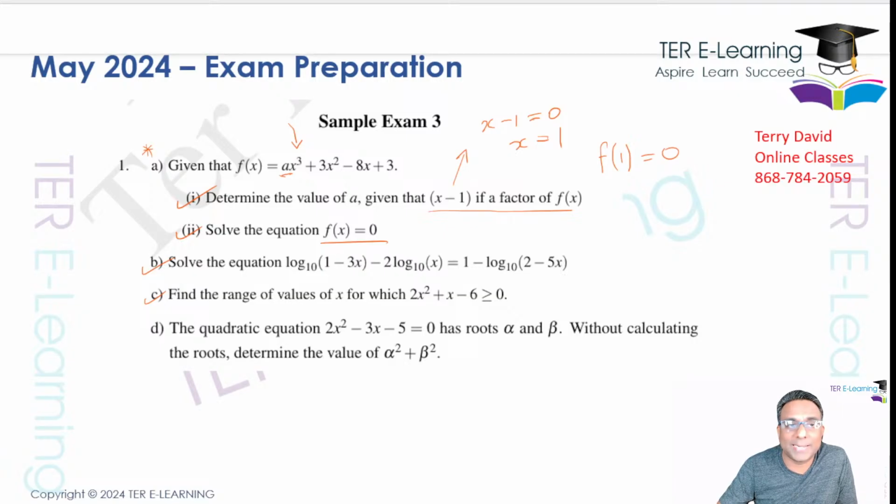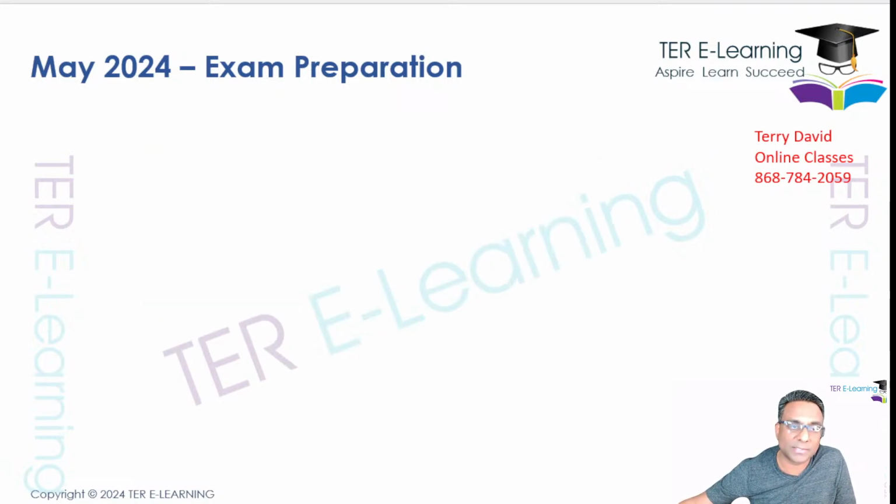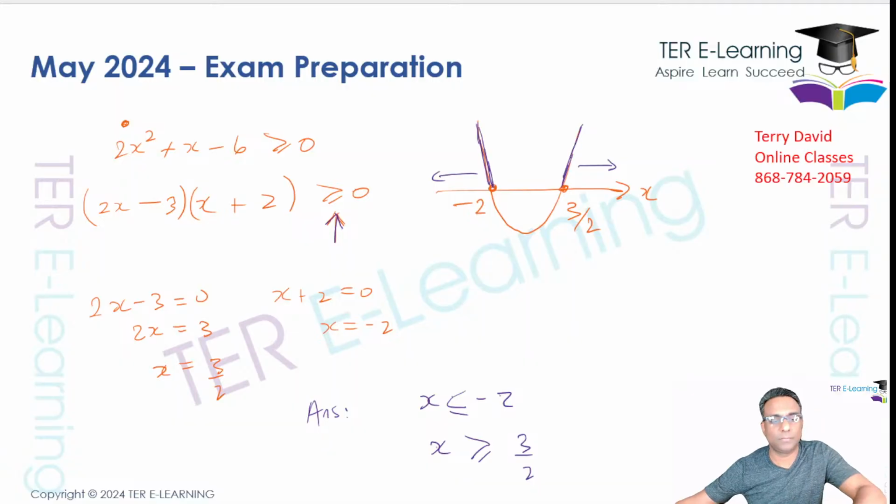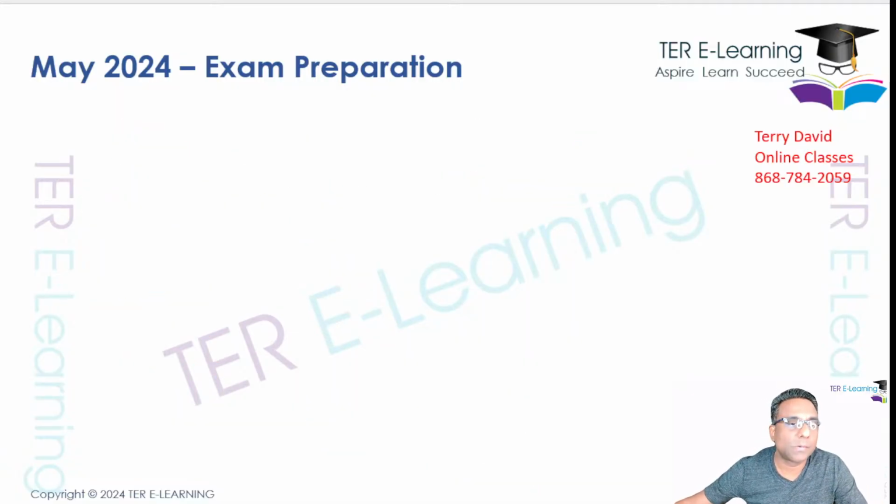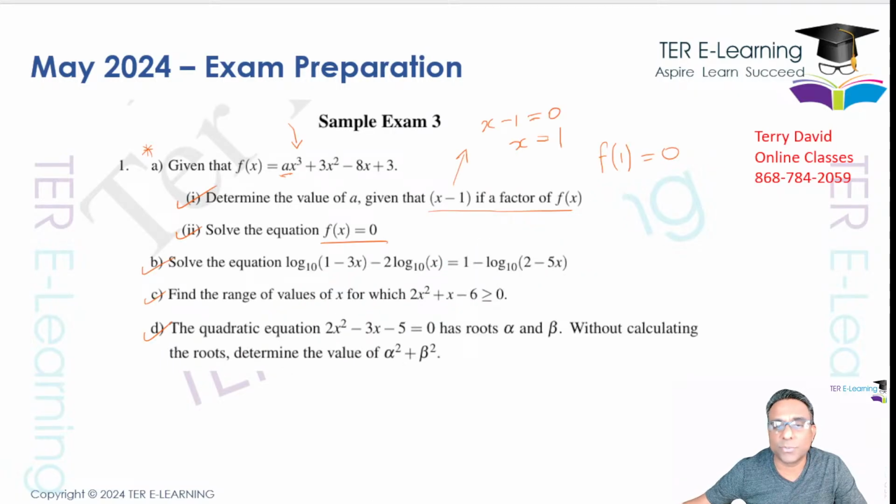Now part D, that's another one that students generally hate to do. We have a quadratic, and they're telling us that the roots are alpha and beta. Without calculating the roots, so we're not calculating what alpha and beta are, we want to work out what alpha squared plus beta squared is. It's a typical examination question. So I just want to copy the question here so I have it on one page.